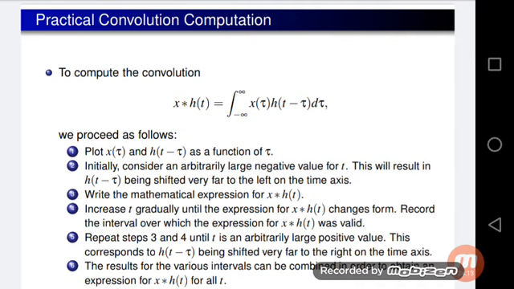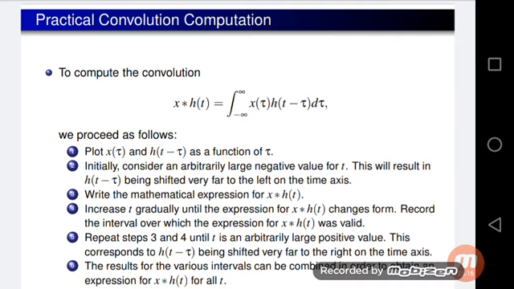Next one is practical convolution techniques. To compute the convolution, the formula is x * h of t, the integration from minus infinity to infinity of x of tau h of t minus tau d tau. We proceed by the following steps. First one is plot x of tau and h of t minus tau as a function of tau.